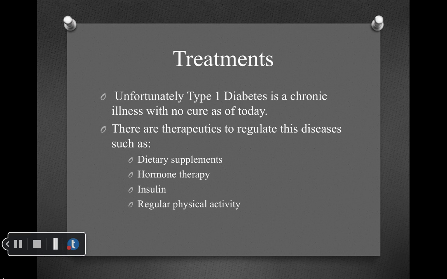Unfortunately, type 1 diabetes is a chronic illness with no cure as of today. There are therapeutics to regulate this disease. These include dietary supplements, hormone therapy, injecting insulin, and regular physical activity.